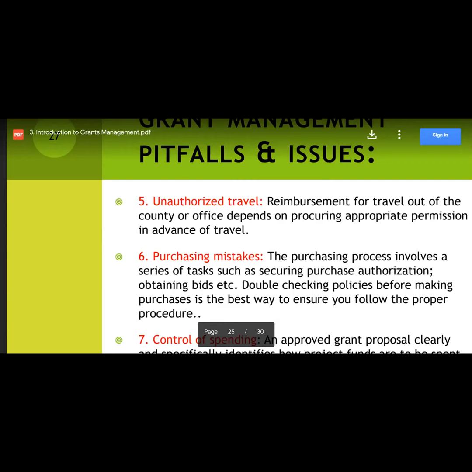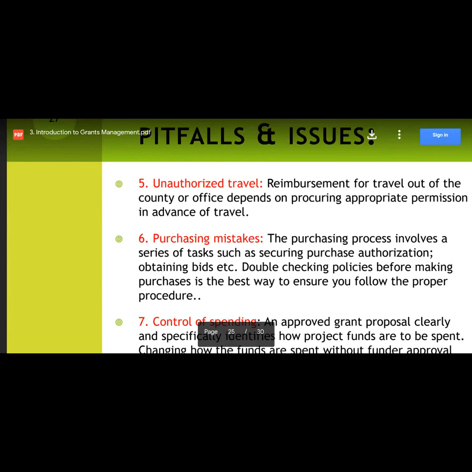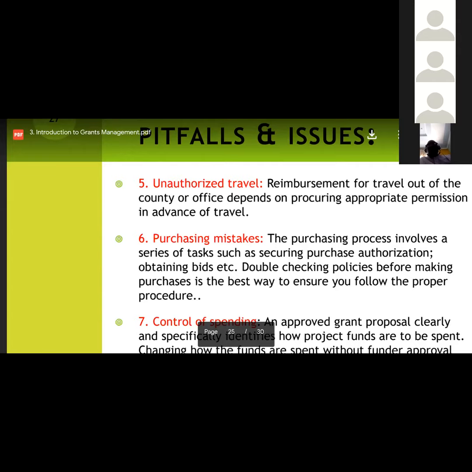And then again, there is the issue of purchasing mistakes that always happens. The purchasing process should involve a number of tasks, for instance, you need to secure purchasing authorization, obtain bids from suppliers, and double check policies before making purchases, which is the best way to ensure that you are following the proper procedure as expected. So purchasing mistakes should be something that we make sure we do not commit as much as possible.